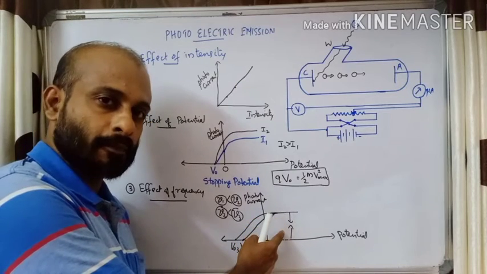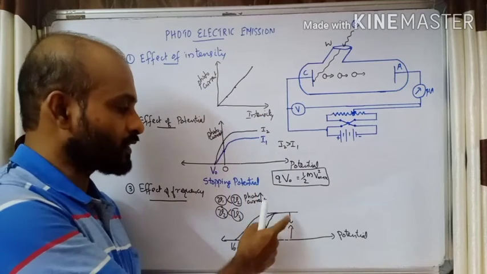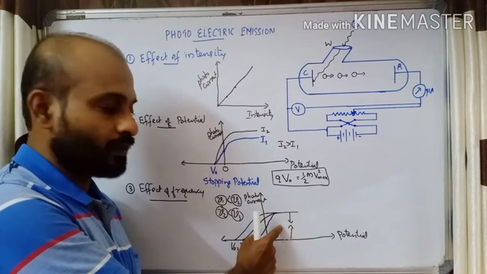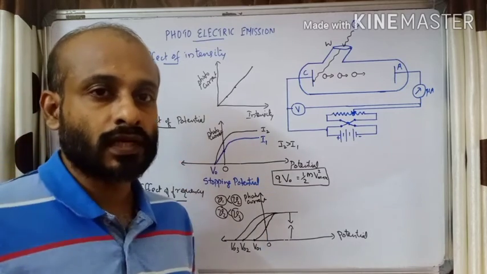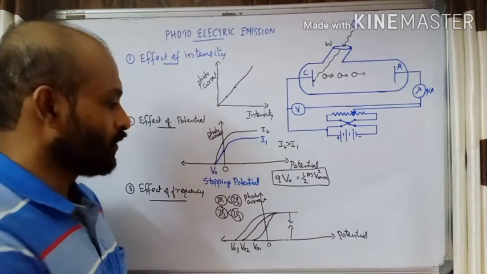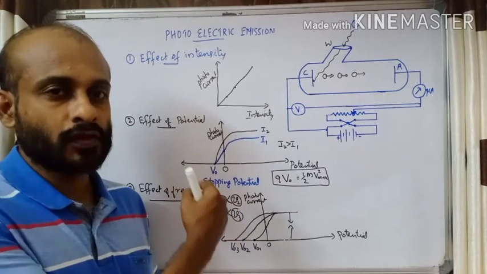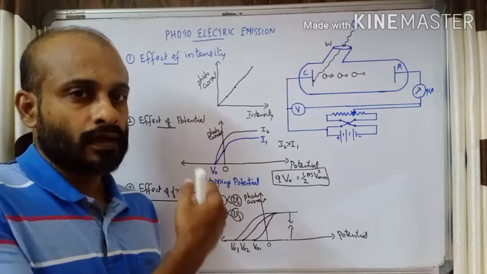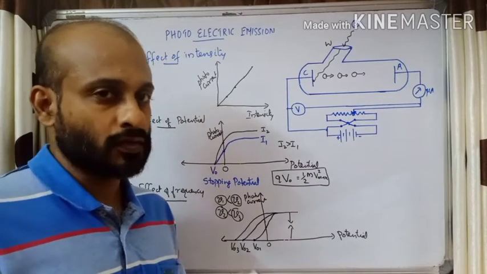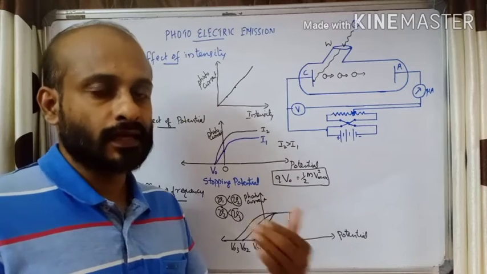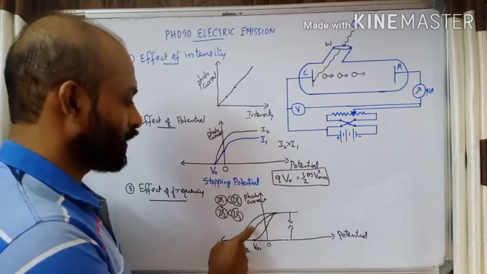But saturation current is the same. So we can say the photocurrent depends on the intensity of light. Saturation current depends on intensity of light. But the stopping potential means that electrons with a large kinetic energy will be emitted when we increase the frequency of light. A source of light emits light waves of a particular frequency, and when the frequency increases, the energy also increases. So we are getting a graph like this.